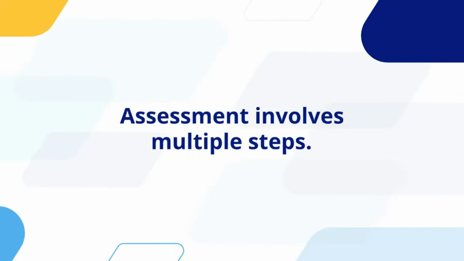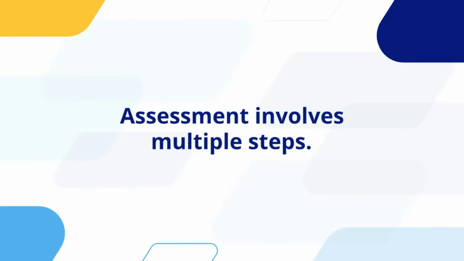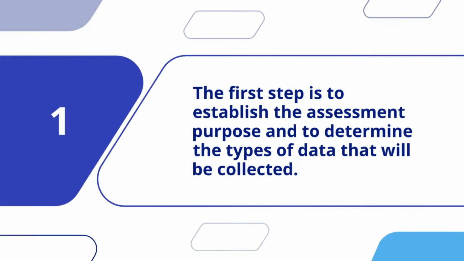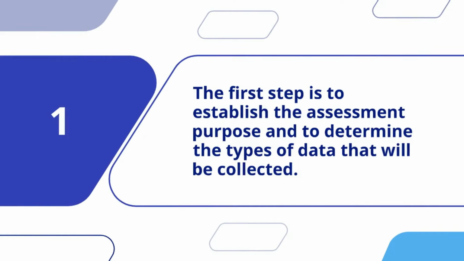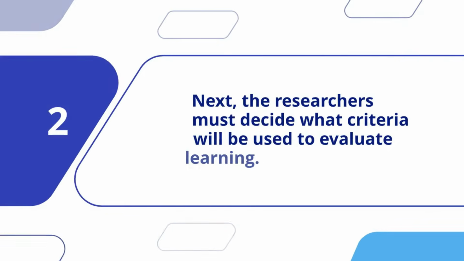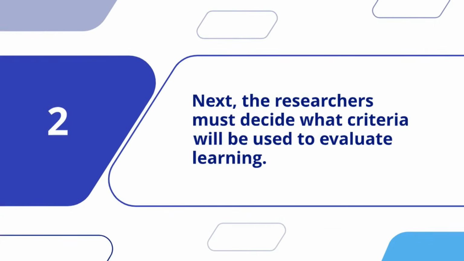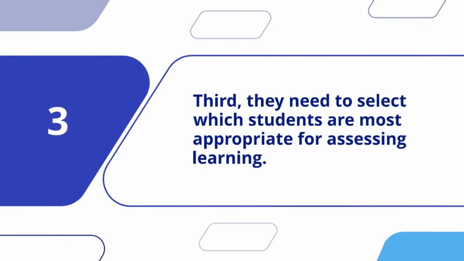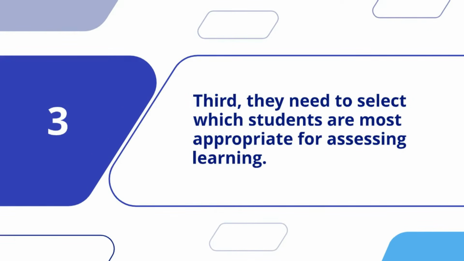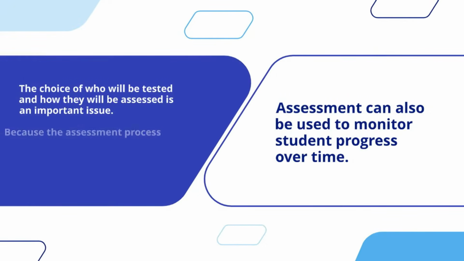Assessment involves multiple steps. 1. The first step is to establish the assessment purpose and to determine the types of data that will be collected. 2. Next, the researchers must decide what criteria will be used to evaluate learning. 3. Third, they need to select which students are most appropriate for assessing learning. The choice of who will be tested and how they will be assessed is an important issue.